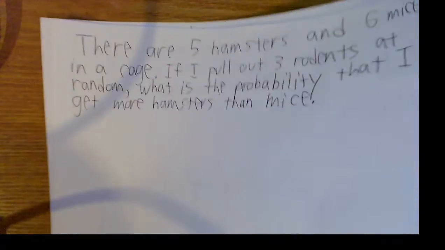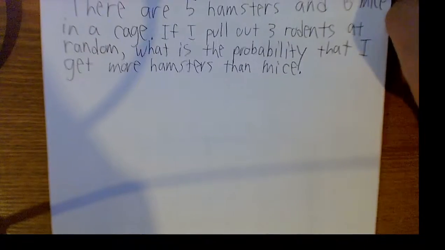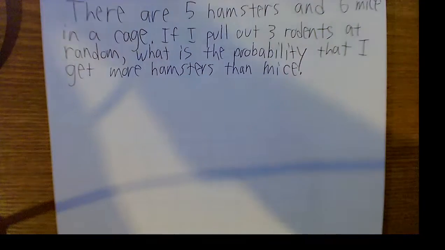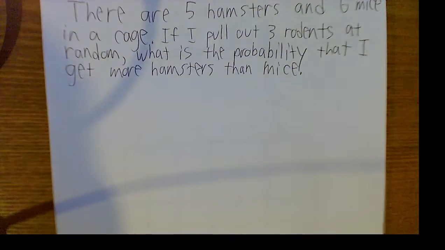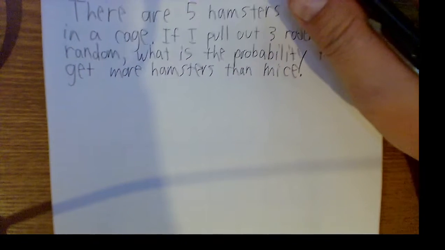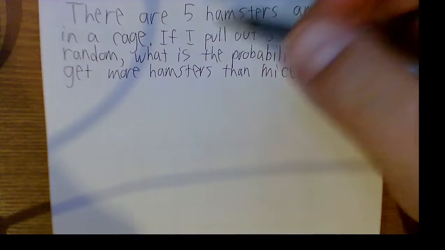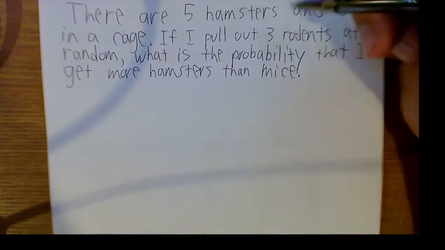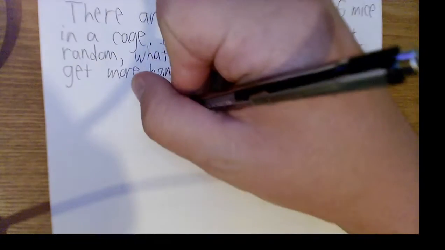Now moving on, we have our hamster problem. So here we have 5 hamsters and 6 mice in a cage. Now if I want to pull out 3 rodents at random, what's the probability that I get more hamsters than mice? Now, again, we did combination in the last problem and kind of assumed it, but let's take a look here. Does order matter when we're pulling out these hamsters? No, we're just pulling out a group of them and counting up what the totals are. So therefore, we are using combinations.